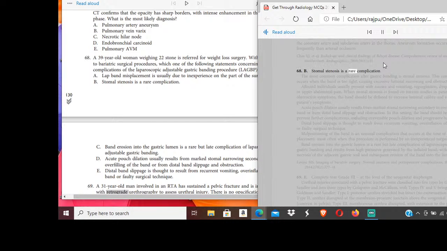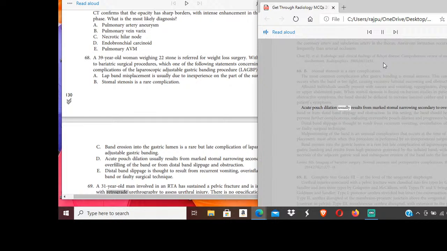68. B. Stomal stenosis is a rare complication. The most common complication after gastric banding is stomal stenosis. This complication occurs when the band is too tight, causing excessive luminal narrowing and obstruction. Affected individuals usually present with nausea and vomiting, regurgitation, dysphagia, or upper abdominal pain. When stomal stenosis is found on barium studies in patients with obstructive symptoms, the band should be deflated to increase luminal caliber and relieve the patient's symptoms.